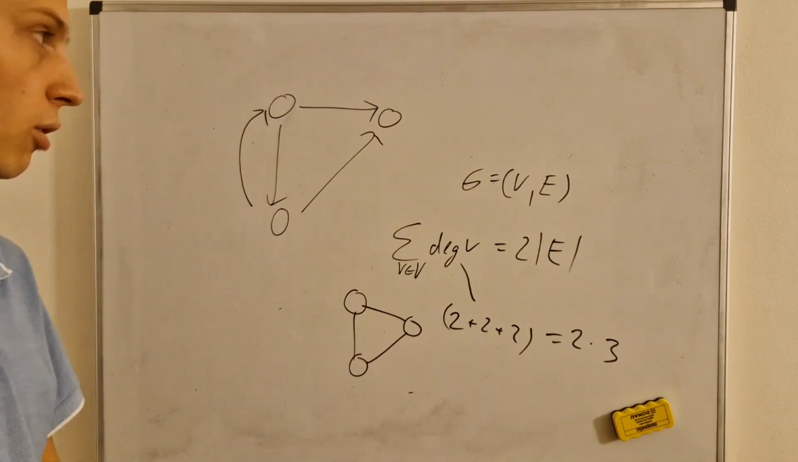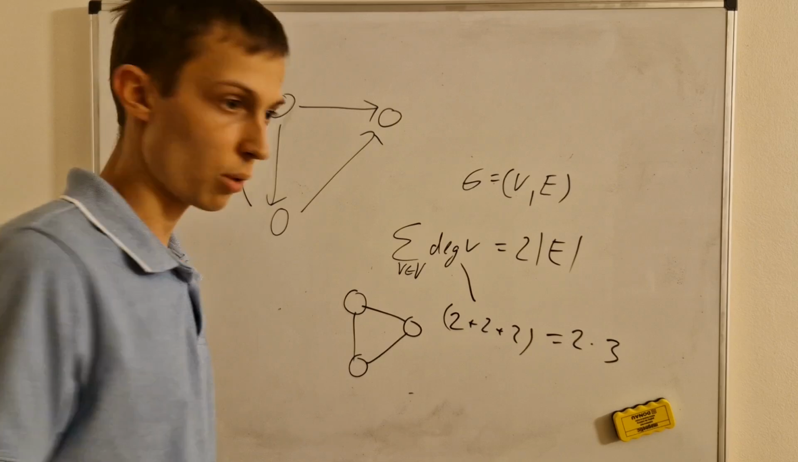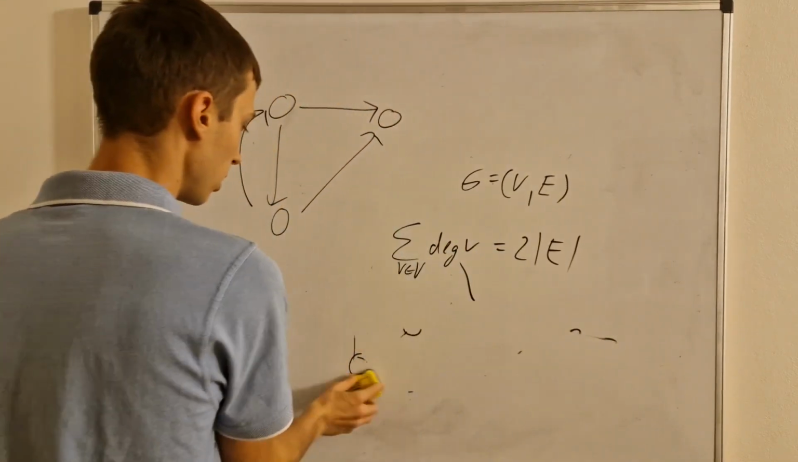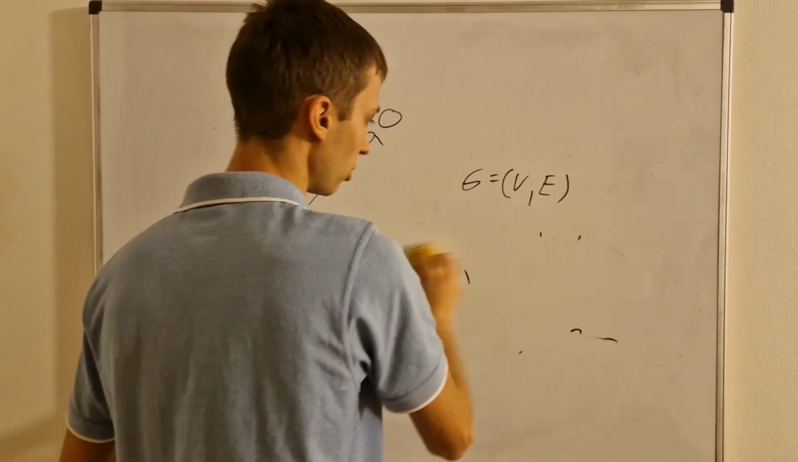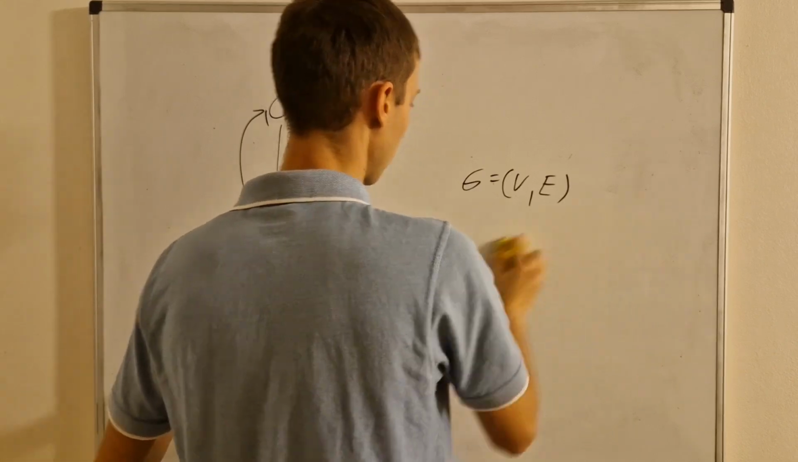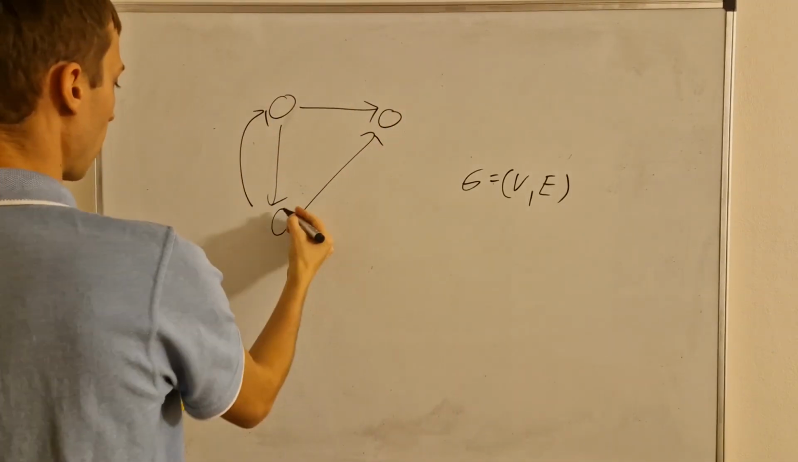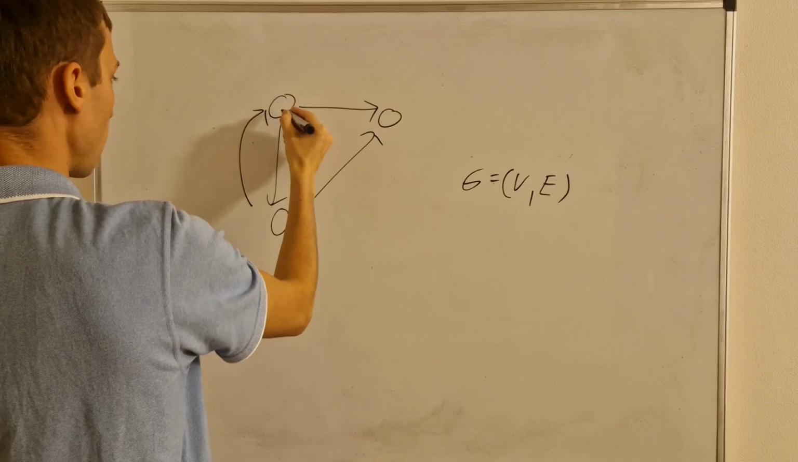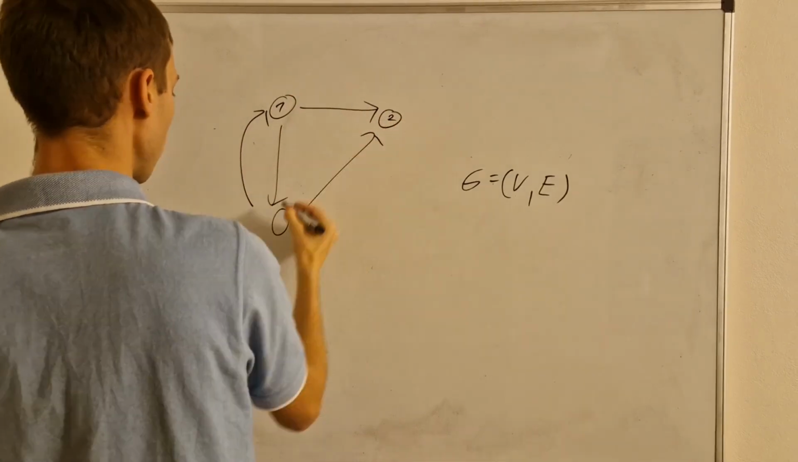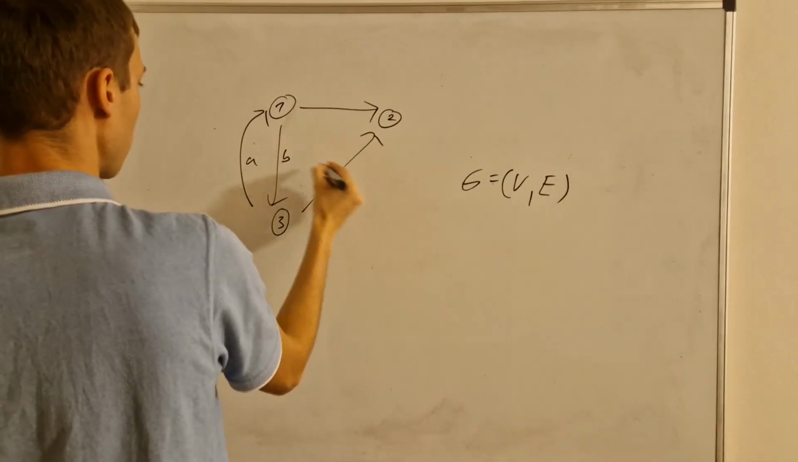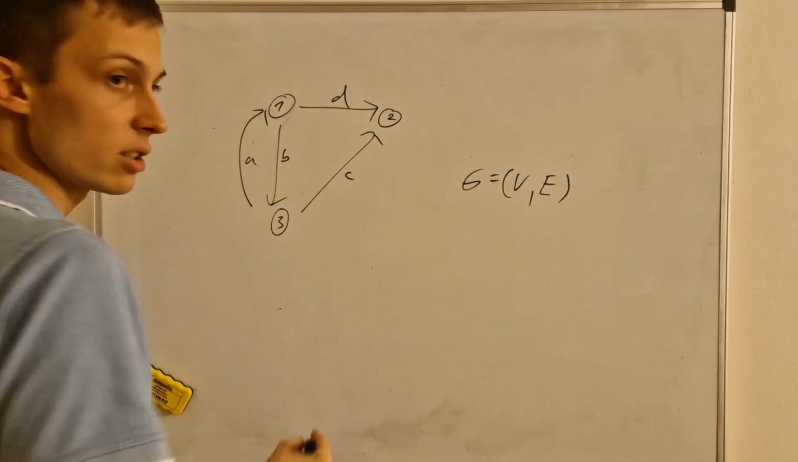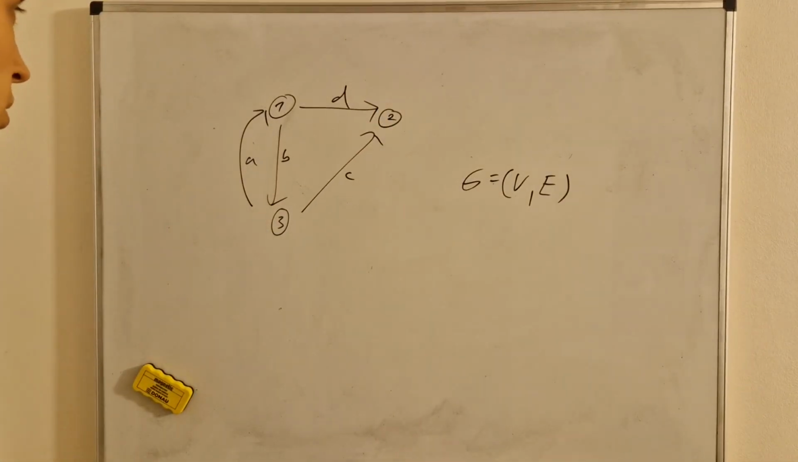And there's a generalization of it also for directed graphs. So let's see about that. First of all, I'll name the nodes. Why not do that? And also I could name the edges with letters, for example.